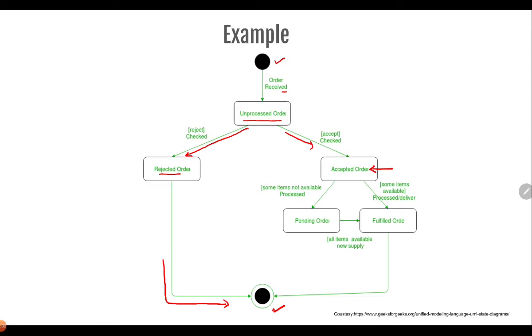After that, the system will check whether the items that are there in the order are available or not. If the items are not available, then it will go to the next state, which is the pending order state. And if some of the items are available which could be delivered, then it will go to the fulfilled order state. Now, after this, all the items are available, which is the new supply. So the system could be terminated.